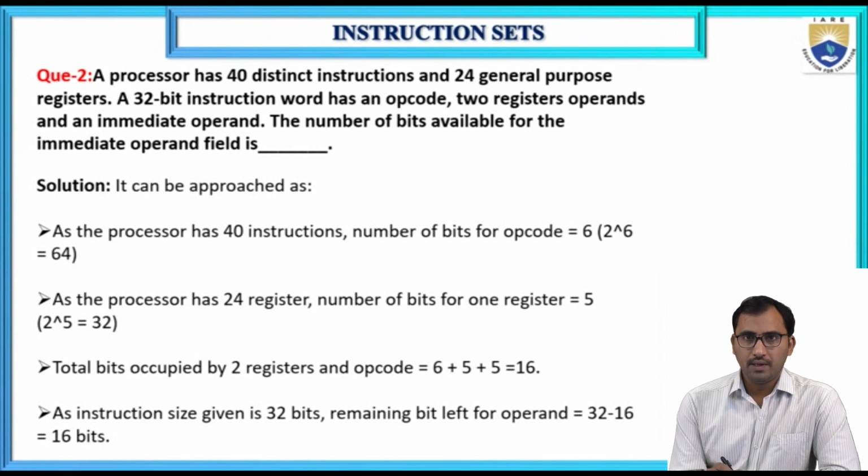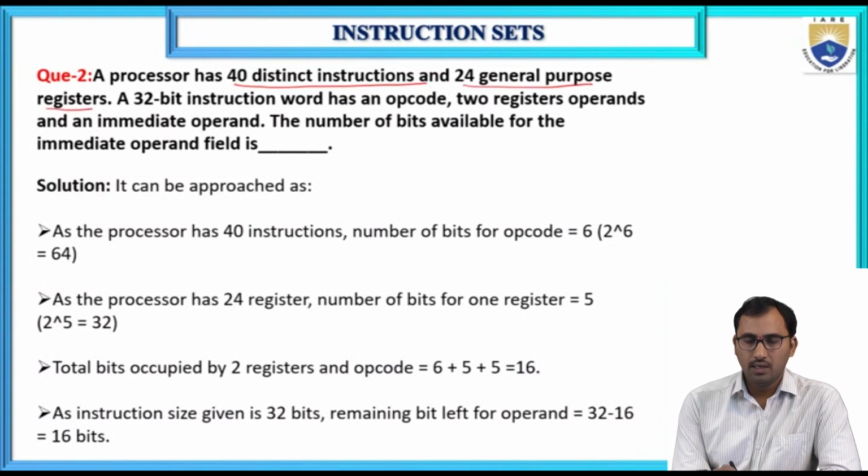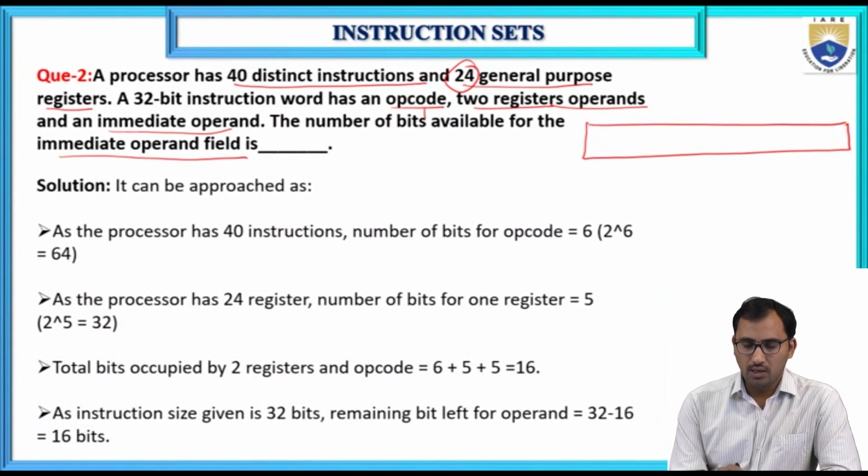And coming to the second one: a processor has 40 distinct instructions and 24 general purpose registers. A 32-bit instruction word has an opcode, 2 register operands and an immediate operand. The number of bits available for the immediate operand field is what we need to find. So we have 40 instructions and 24 general purpose registers. The format of the instruction is 1 opcode, 2 register operands and 1 immediate operand.